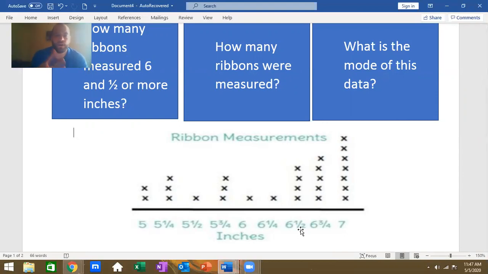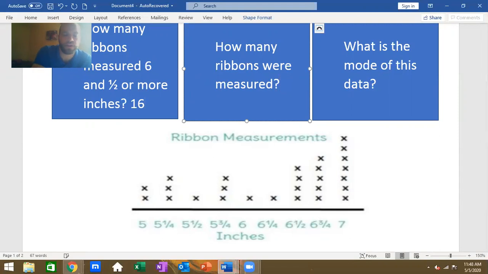So there's 4 there, and one more than 4 here, so that's 9. 4 plus 5 is 9, and then 7 has a whole bunch. We have 5 here because it's equal to this. 5 plus 5 plus 4 is 14, 15, 16. So how many ribbons measured 6.5 or more? That answer is 16. How many ribbons were measured total? We know this is 16 right here because we just counted it. 16, 17, 18, 19, 20, 21, 22, 23, 24, 25, 26, 27.